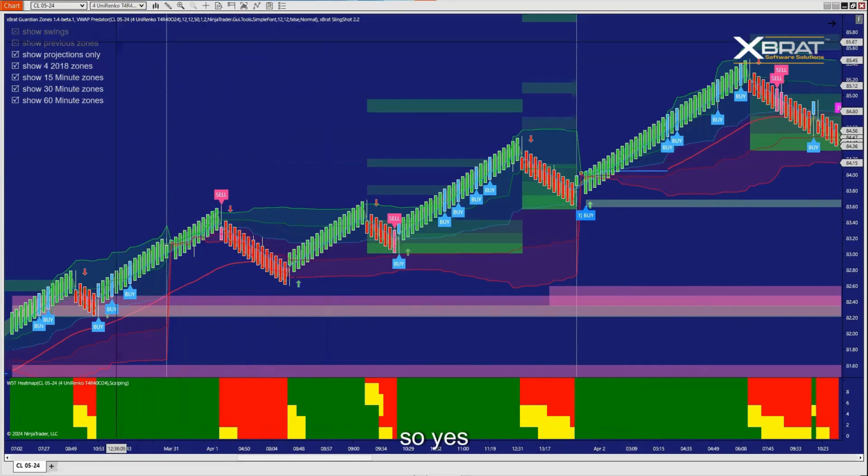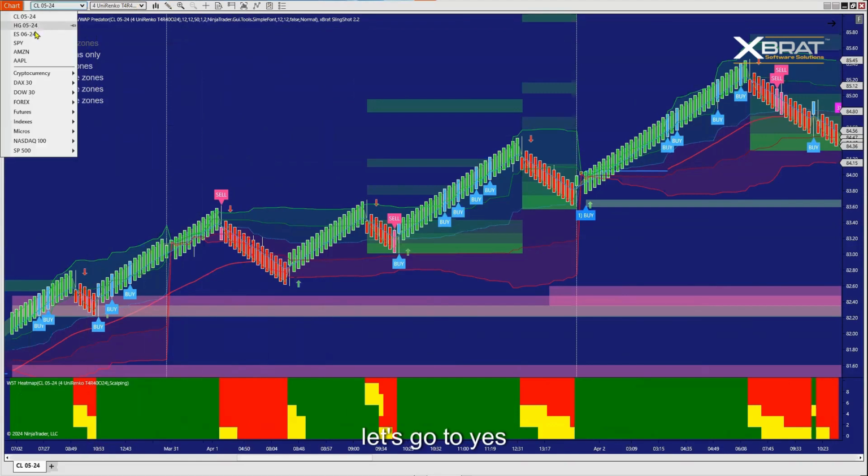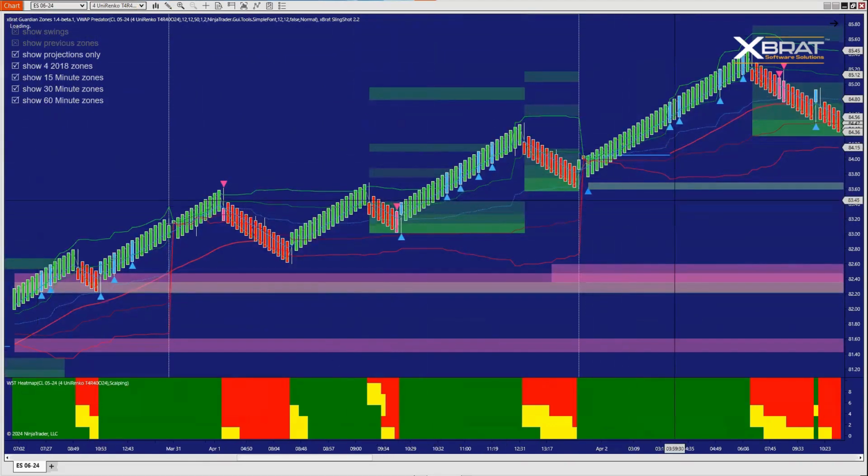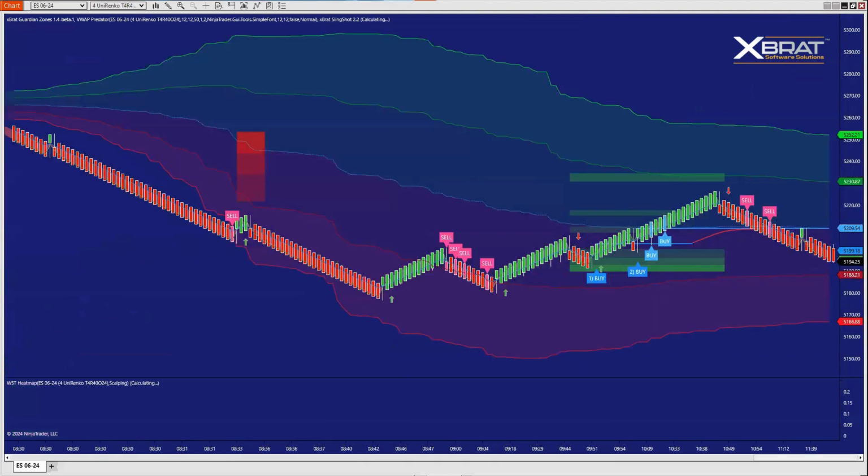So ES, let's go to ES. Let's just let it load. Might take a while. So I've got a lot of other things running at the same time. Okay.